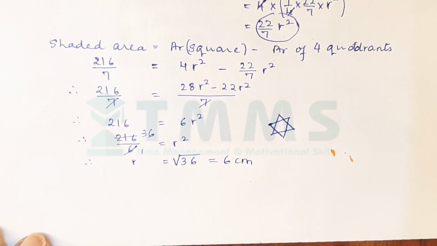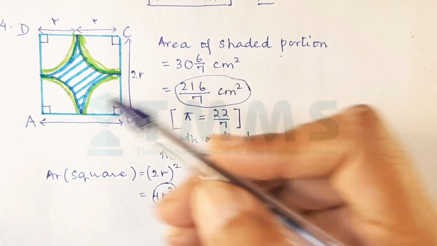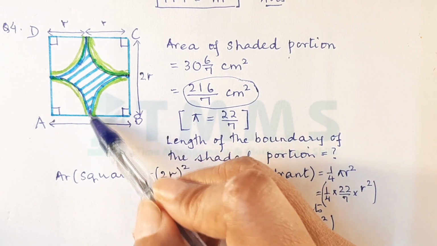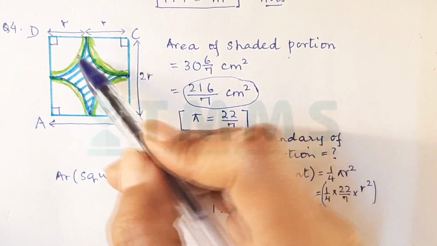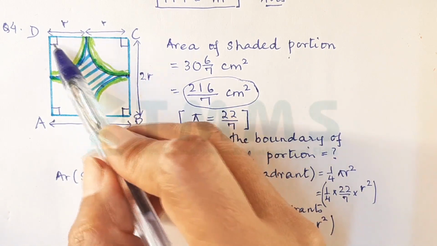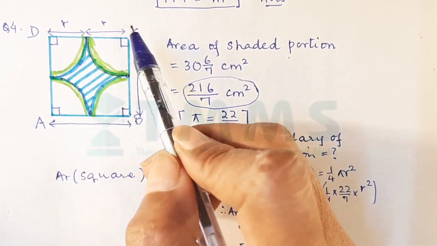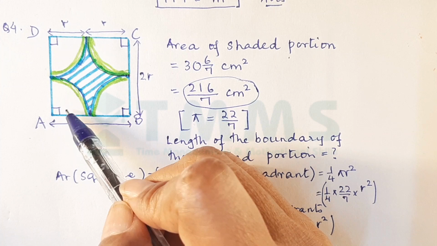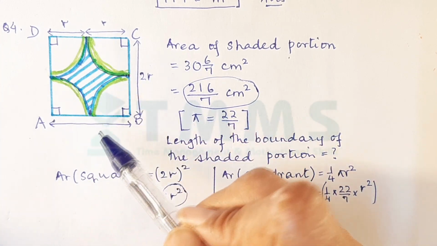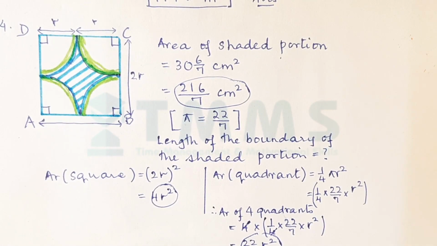Now this is where we got the radius. Now let us look at our diagram. How do I get the boundary? I need the arc of this quadrant, this quadrant, this quadrant, this quadrant. Isn't this part of the circumference? Yes. So we will find the arc of each quadrant. It will be 1/4 of 2 pi r, and then we will take 4 of them together. That will give us the 4 arcs, and that will be our boundary. Let us see how we proceed with that.